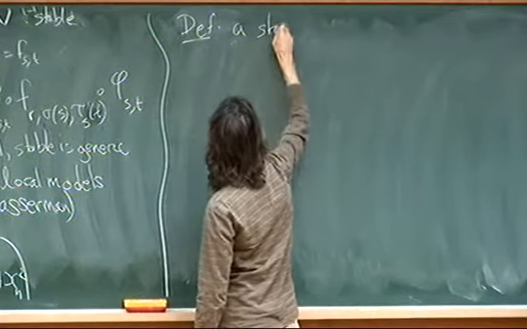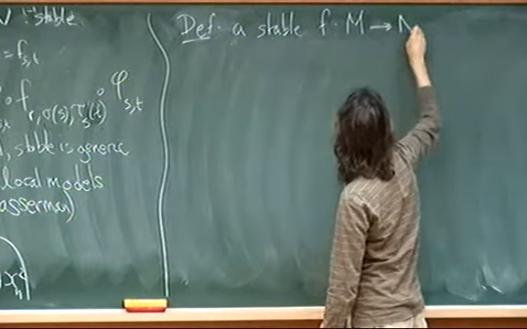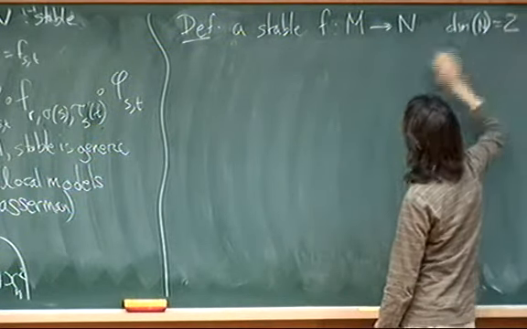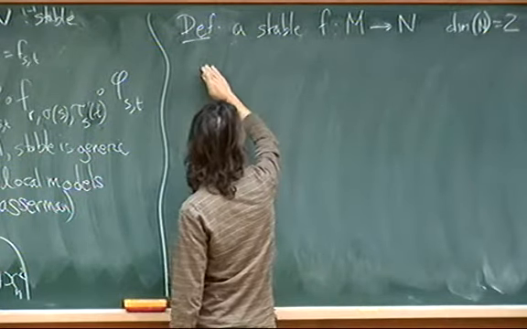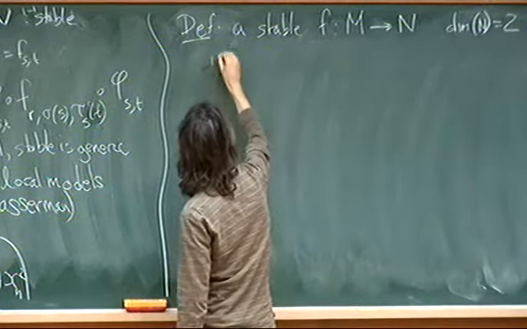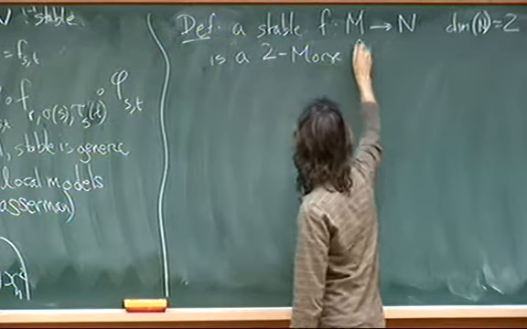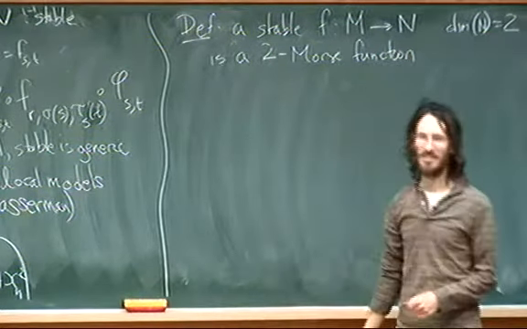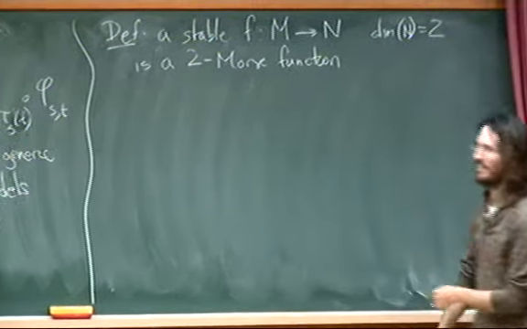A stable map F from M to N with dimension of N equal to 2 is what I'm going to call a 2-Morse function. It's kind of like we have 2 categories, and cobordisms between cobordisms might be called 2-cobordisms. I don't know, maybe it's not a good idea, but anyway, there's some idea.